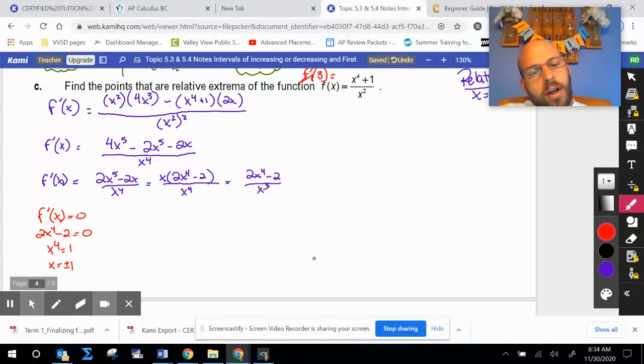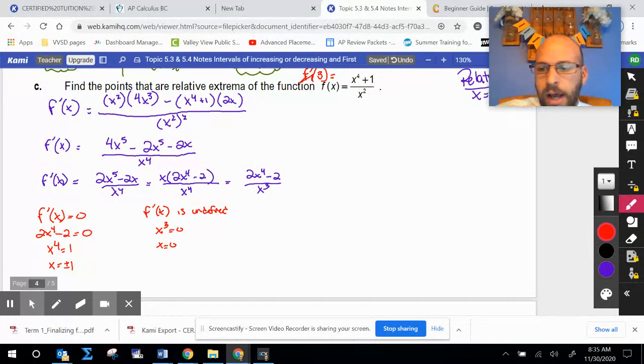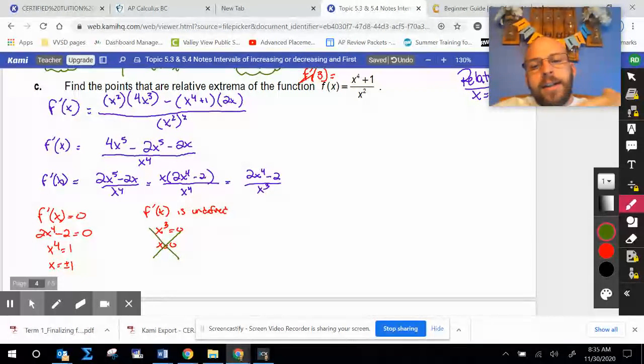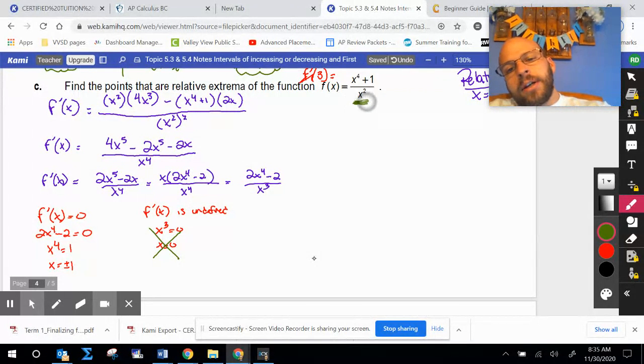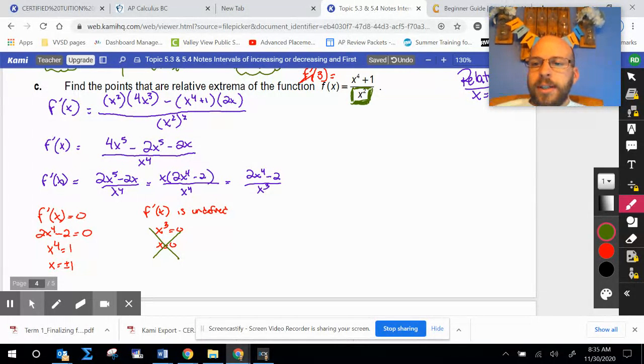Now, I also want to know where it's undefined. And that's going to be where x cubed is 0. In this case, where x equals 0. However, I am not going to include this 0. The reason being, it is a critical point, it is where it's undefined, but it doesn't actually appear on my graph. There is an asymptote on the original function where x is 0. That point isn't actually part of my function. Therefore, it can't be a max or a min.